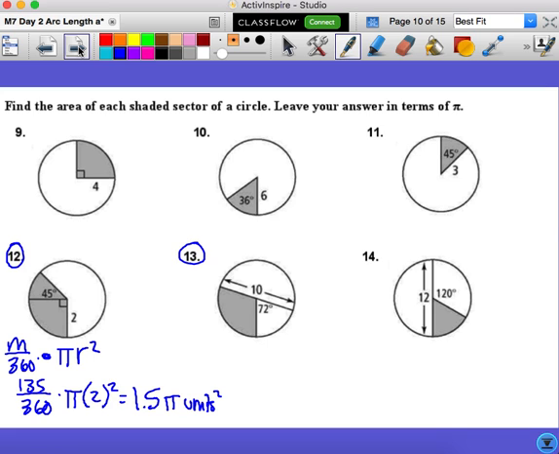Now guys, this is where you want to be careful. If you leave off pi, which is easy to do, right, because we see 1.5 in our calculator.